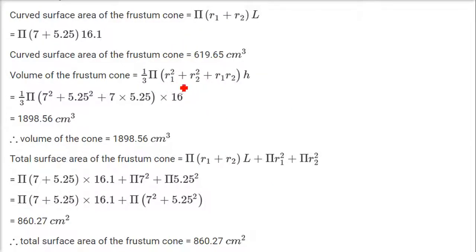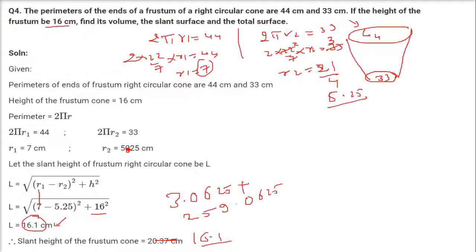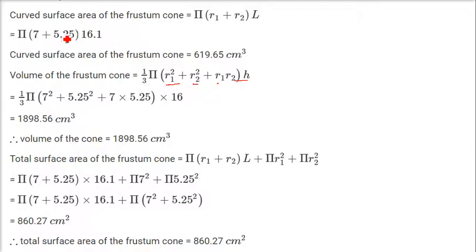So volume is simply 1 by 3 pi (r1 square plus r2 square plus r1 r2) into h. This is 7, this is 5.25, and then h is 16. See, the height is given as 16, but the slant height is 16.1, actually it is 16.12. So this we are going to use, just compute it. It will be 1898.56.